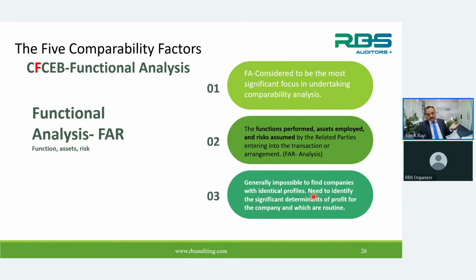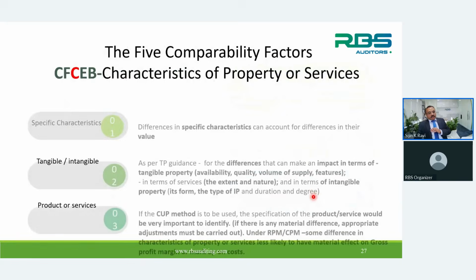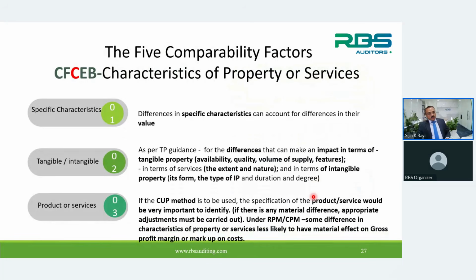So first one is relating to contractual terms. Once contractual terms are analyzed, the next one is functional analysis. Then the third one is relating to characteristics of property or services. For example, different characteristics will be there, differences in their specific value. If you take a tangible property, that is availability, quality, volume of supply, features.